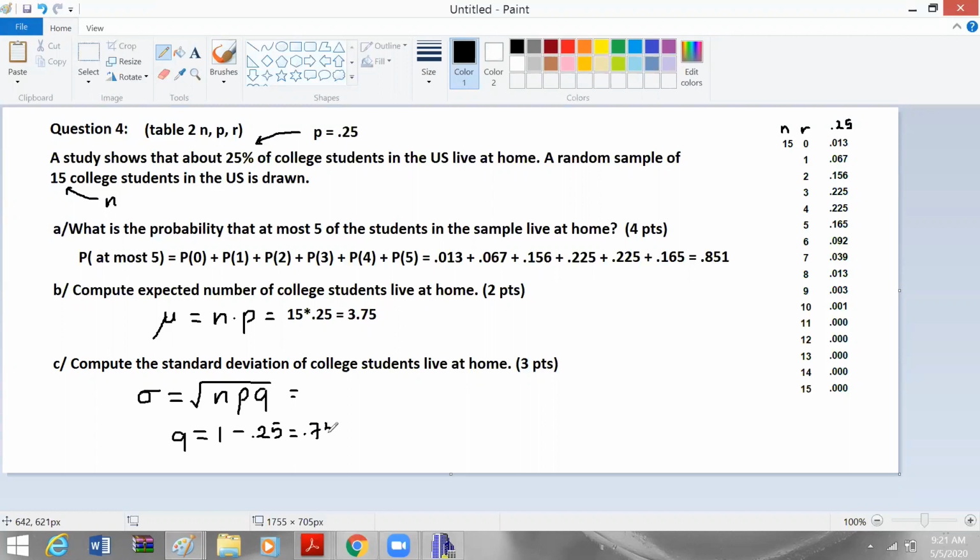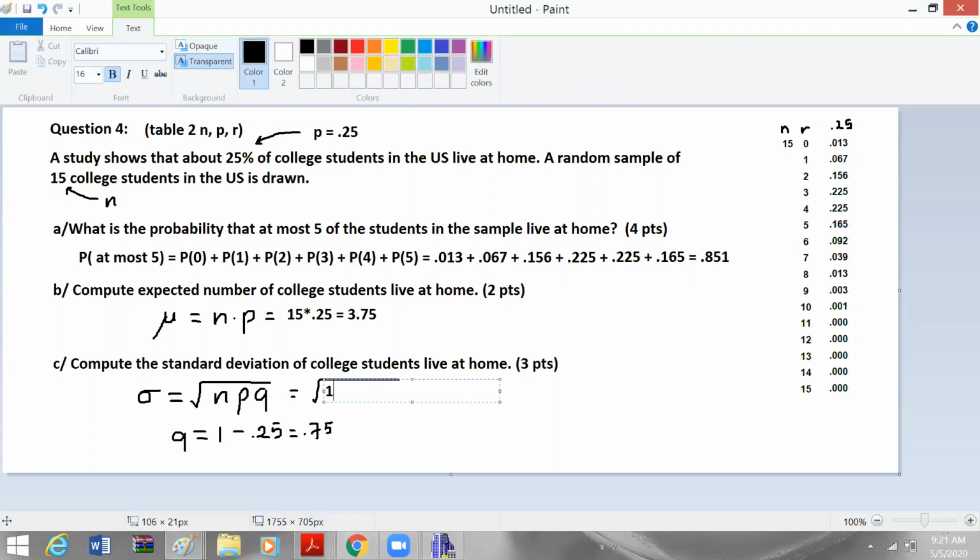Okay. And for this part, we just take the square root of 15 times the P, which is 0.25, times the Q, which is 0.75, and then we're done. All right, times 0.75. And then we're going to do it on a calculator.